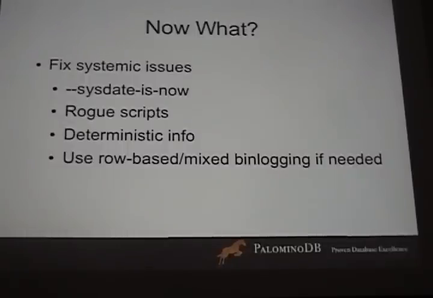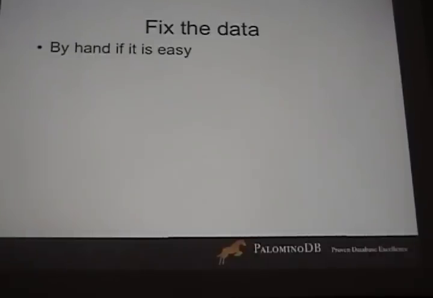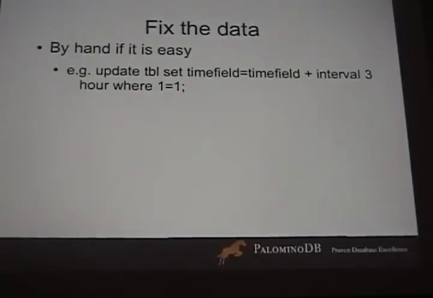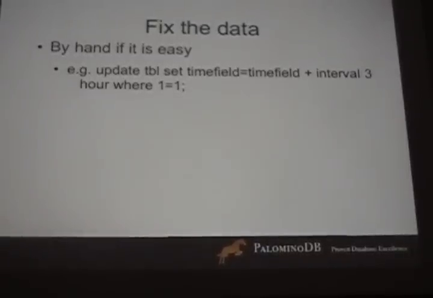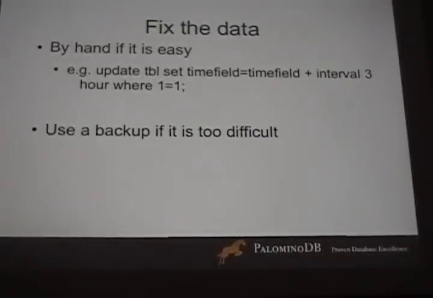So we guessed that when they did the master and slave, some writes didn't get to one of them. So fix the data by hand if it's easy. For example, this is what we had to do: update table, set the time field equals time field plus interval 3 hour, where 1 equals 1. So we had to change everything to be 3 hours later because that was the one on the East Coast versus the West Coast. Use a backup if it's too difficult.